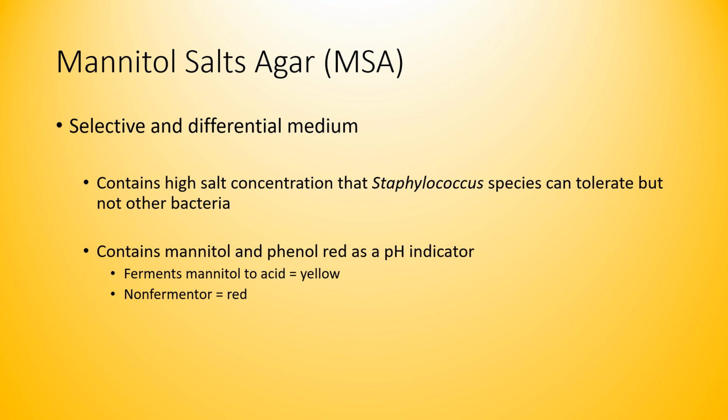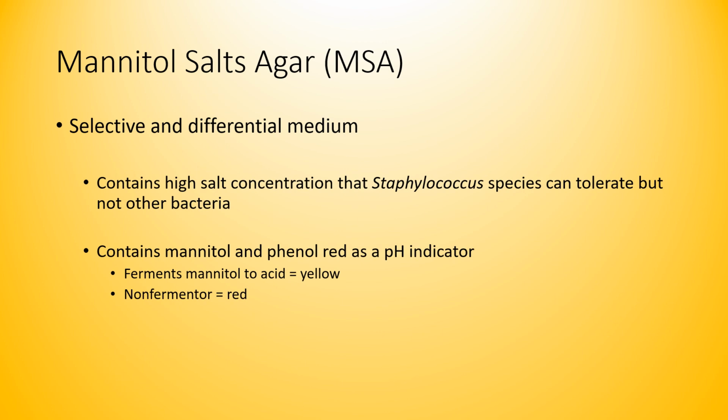The differential aspect of it has to do with whether or not it can ferment mannitol. It does contain mannitol, as the name implies. It also has the pH indicator phenol red in the media. So if a particular bacteria is growing on it and it's able to ferment that mannitol and produce acid as a byproduct, we can tell because it has the phenol red as a pH indicator.